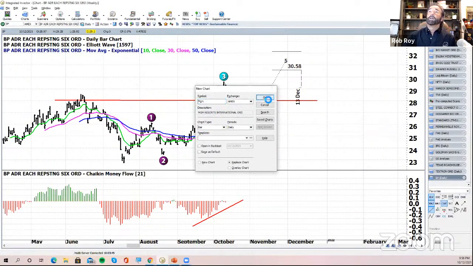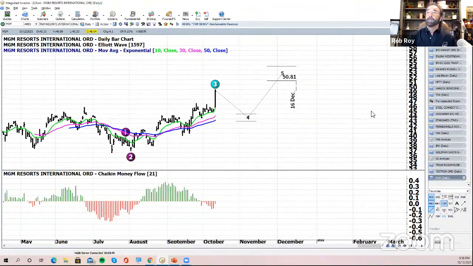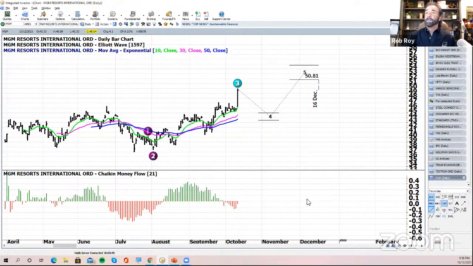MGM, we'll take a look at that real quick. And I know there's a lot of people that are on the gambling stocks, looking at some of the other ones. And you can see a little bit with the CMF still on there, giving favor towards that.